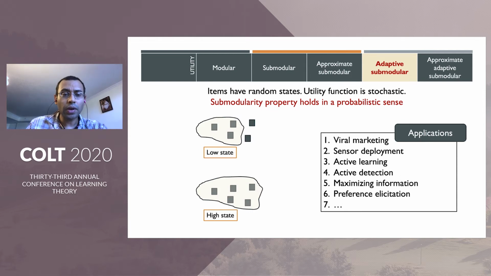Intuitively, suppose you pick this set of items and you observe their states, then for a new item E, its marginal utility in expectation is going to be better now than later. The keyword here is in expectation. So in a probabilistic sense, the utility function is submodular. There are numerous applications of adaptive submodularity. I've just listed a few here.